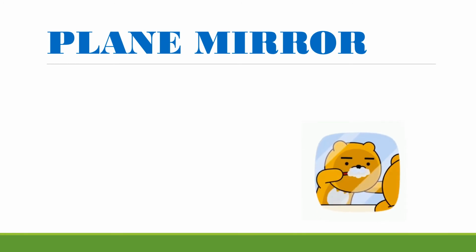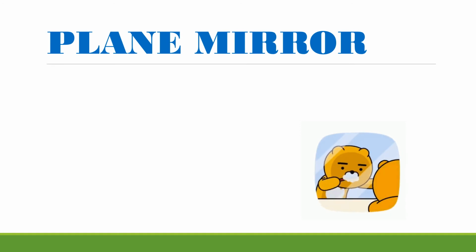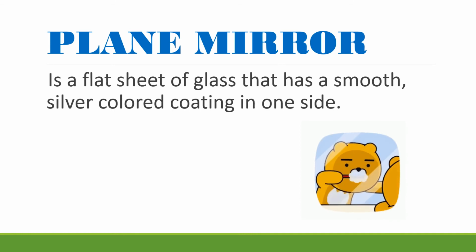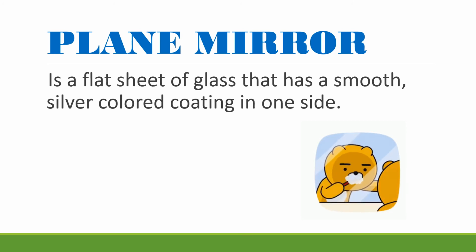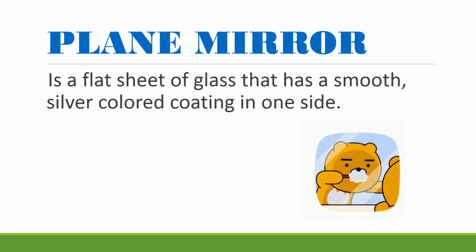So the first type of mirror is called plane mirror. Did you look into a mirror this morning to brush your teeth? If you did, you probably used a plane mirror. A plane mirror is a flat sheet of glass that has a smooth, silver-colored coating on one side. Often, this coating is on the back of the glass to protect it from damage.